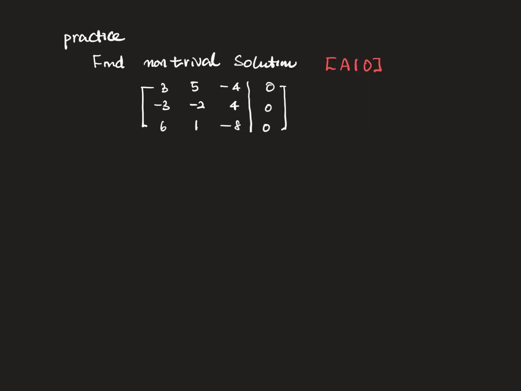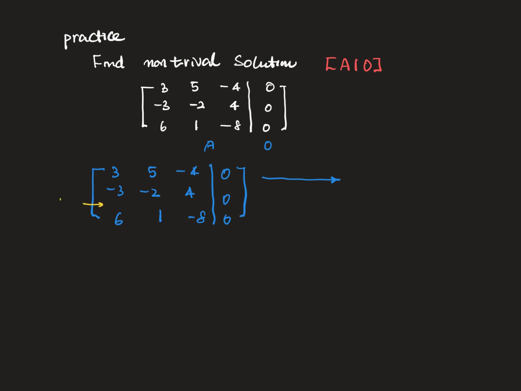Okay, next one is for you guys to practice. Pause the video and try by yourself. Okay, welcome back, guys. Let's try to do it together. This one is the coefficient matrix, and the constant matrix is 0. So we want to solve this one, guys. Here we have 3, 5, negative 4, negative 3, negative 2, 4, 6, 1, negative 8, equals 0, 0, 0. So let's do it here, guys. You can do it, right, guys?